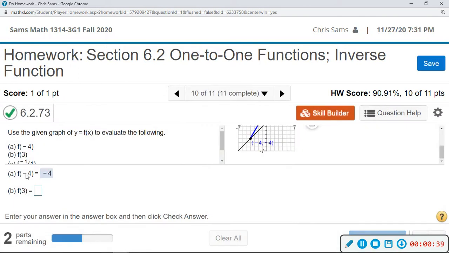Then part B, same thing. We just got a new number. X is 3. What is the y value? So you look on this graph. X is 3. We get a y value of 4.